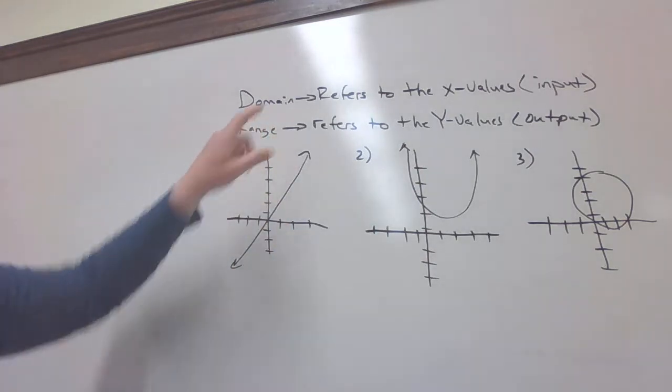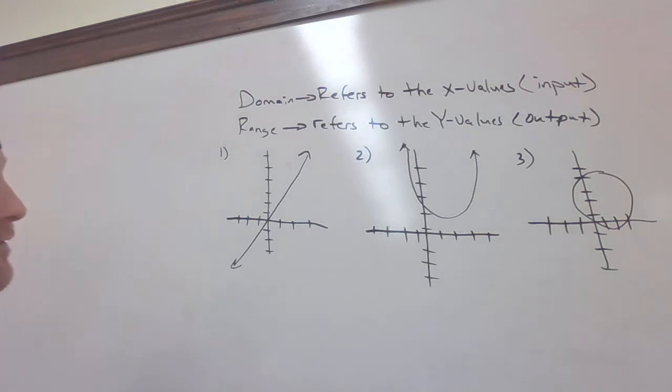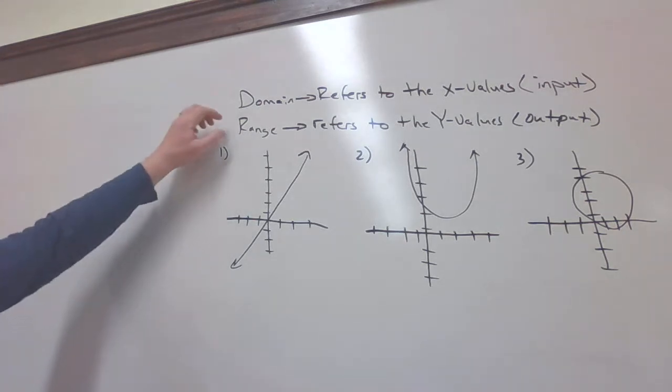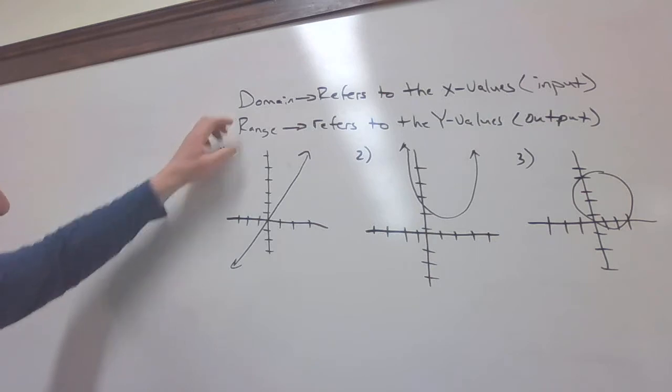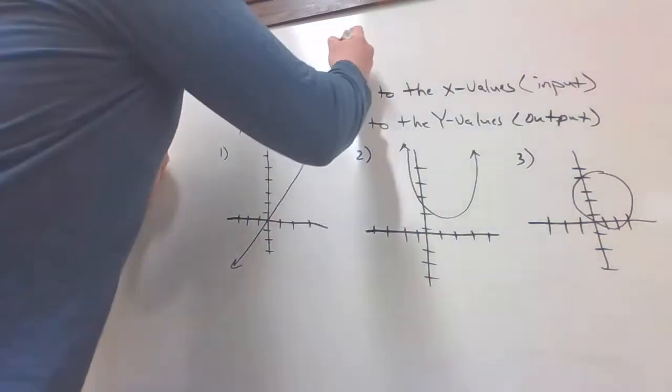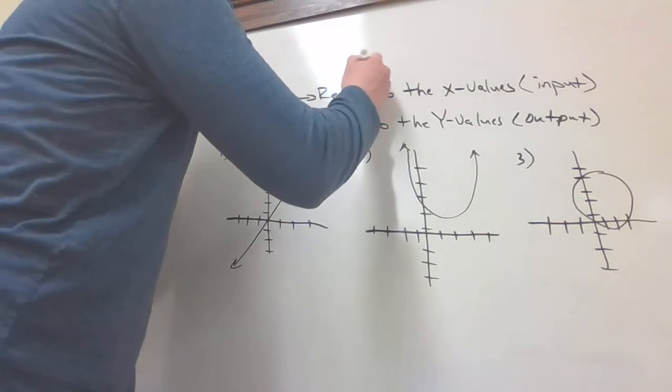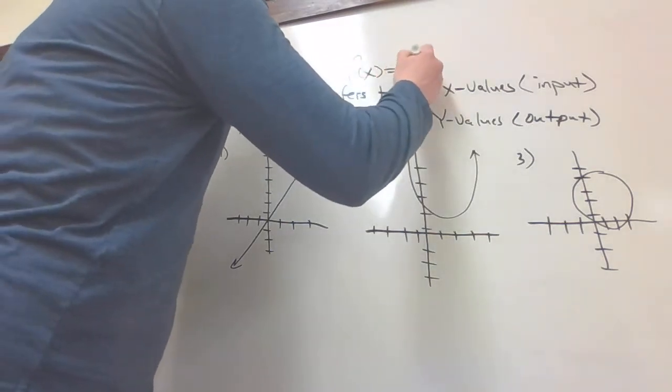So the domain, whenever they're asking about the domain, they're referring strictly to the x values, which is always considered the input. You've got to become familiar with this. The range is always the y values. Now remember, we're always looking at something like this. We're going to be writing our functions as f of x equals 2x plus 5.